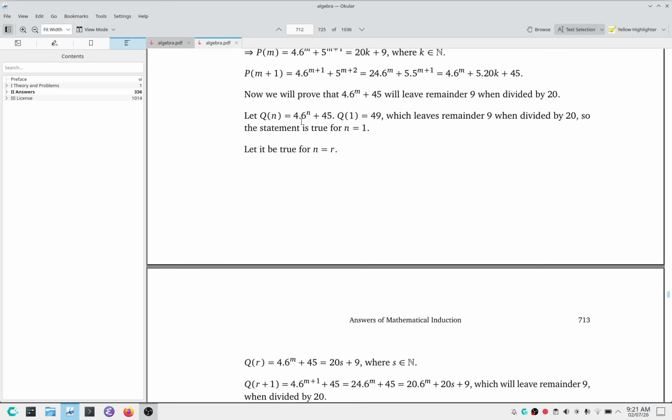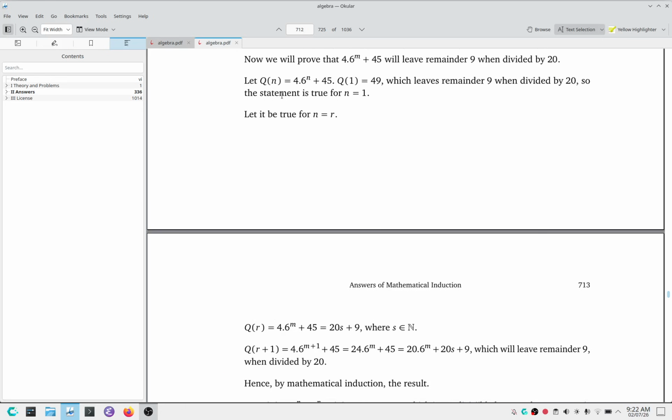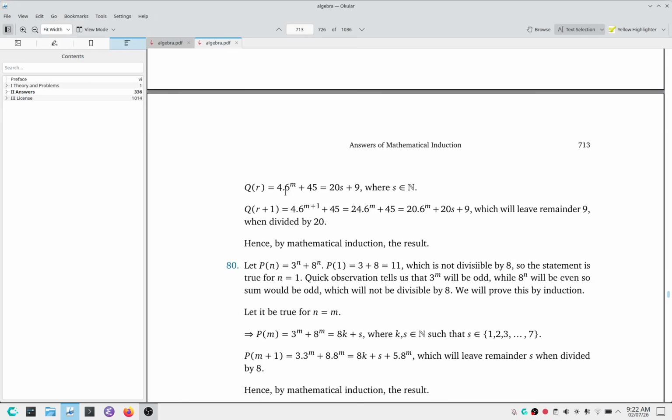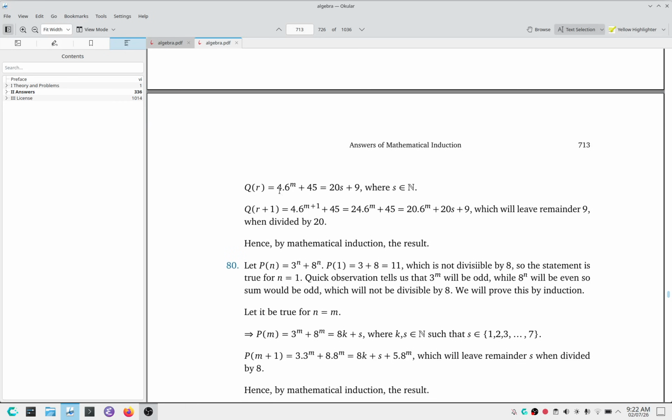So we let q of n is equal to 4 times 6 to the power n plus 45. Q of 1 is 49, which leaves a remainder 9 when divided by 20. Now we put n is equal to r. Okay, there is something wrong here. This m should be r, or we put here n is equal to m again. Doesn't matter. So we got 4 times 6 to the power m plus 45 is equal to 20s plus 9.